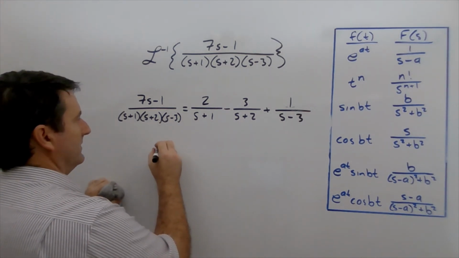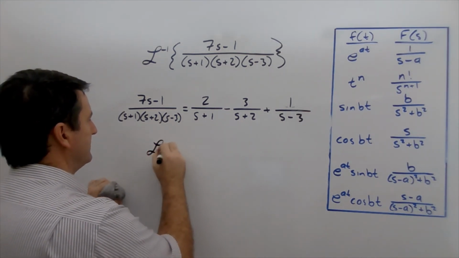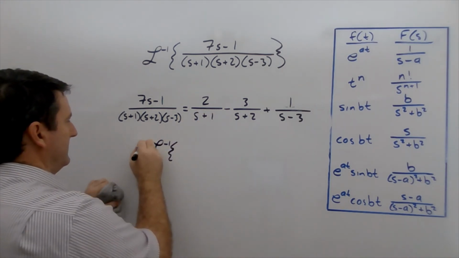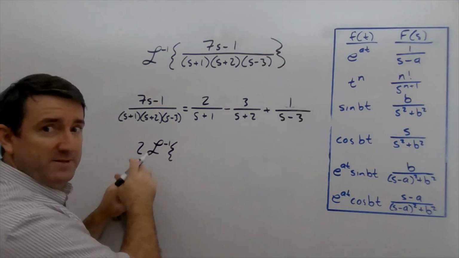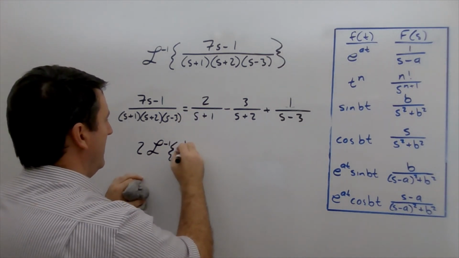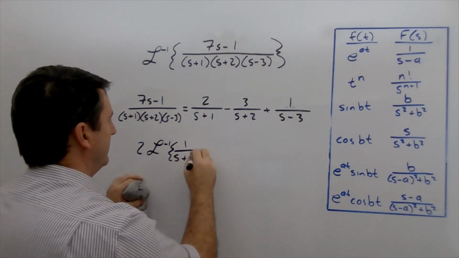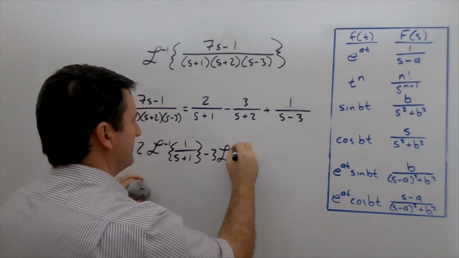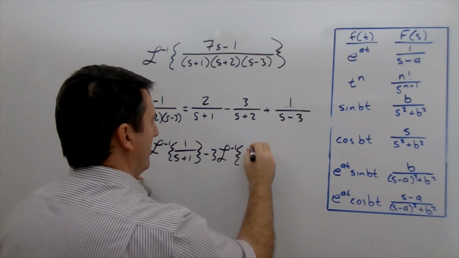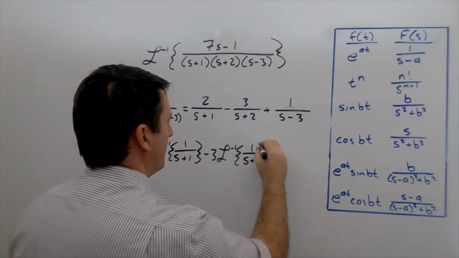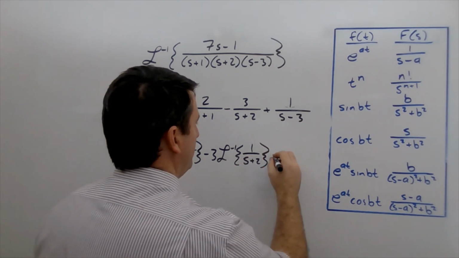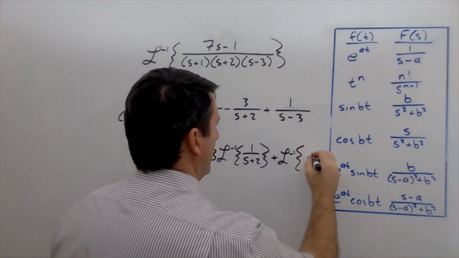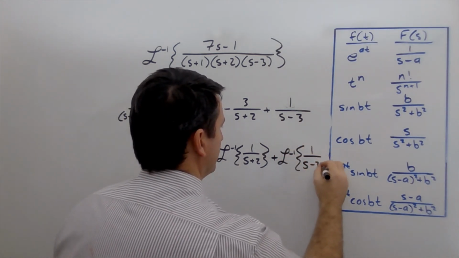And now we've really simplified this problem, because now the inverse Laplace transform of all of this is going to be equal to the inverse Laplace transform of, well, let's bring that 2 out front. So 2 times the inverse Laplace transform of 1 over s plus 1 minus 3 times the inverse Laplace transform of 1 over s plus 2 plus the inverse Laplace transform of 1 over s minus 3.